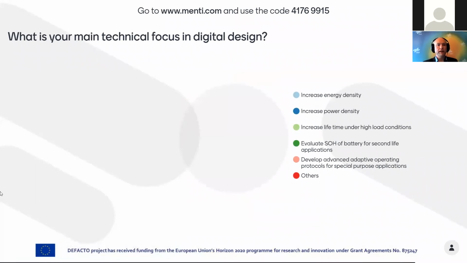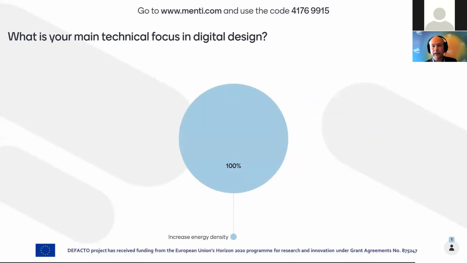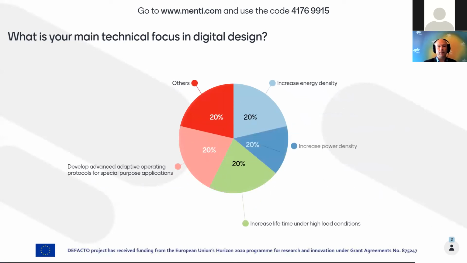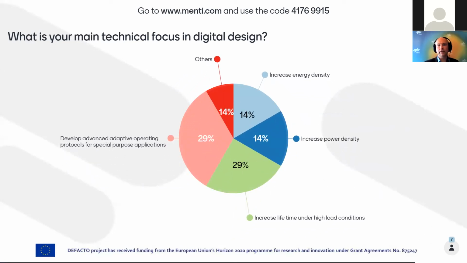So what is your main technical focus in digital design? Again, it's hard to choose. Let me explain the last two ones. You can increase power density and energy density if you want to have a battery which has to last 15 years. If you have very special applications, heavy duty appliances, then you have the high load. You have to have the high power, and you just have to change the design to increase the lifetime. You cannot avoid that the battery is not living 15 years.